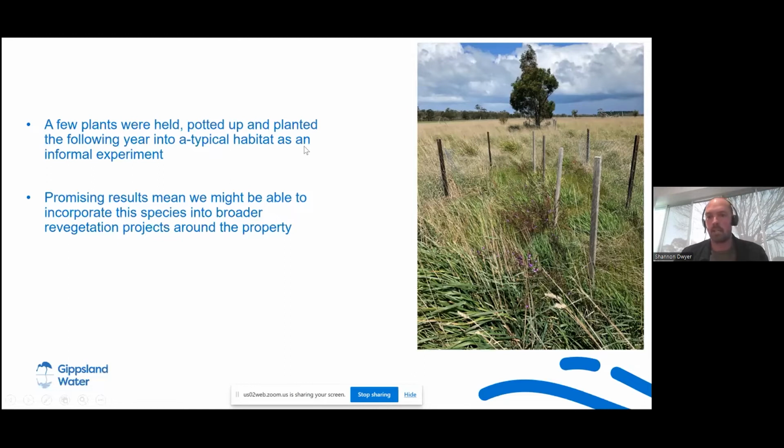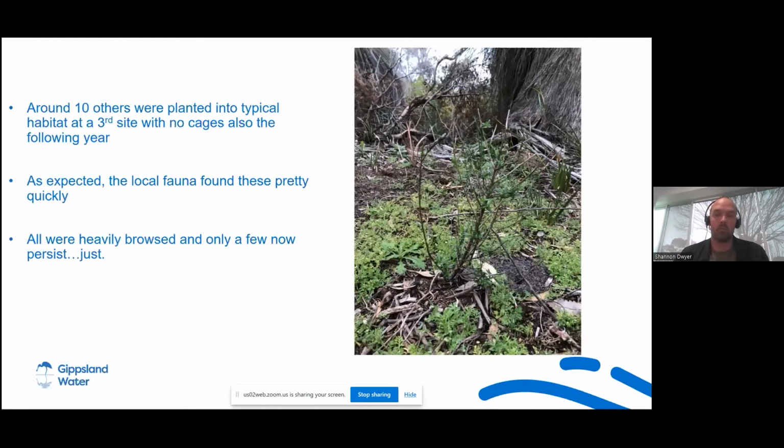And the other experiment, and I'm first to admit these weren't particularly scientific experiments. They haven't been overly designed or anything. This was just a bit of we'll see what happens. The second area was in typical habitat, but with no cages, so separate from the other two sites. Another location, very similar habitat to where the parent population is, but we put no cages in. And very, very quickly, the local fauna had found these ones and decimated them. And there's just a few left now that are struggling, as you can see there.